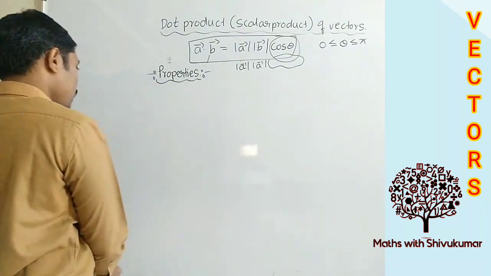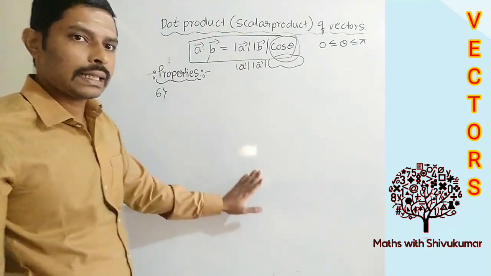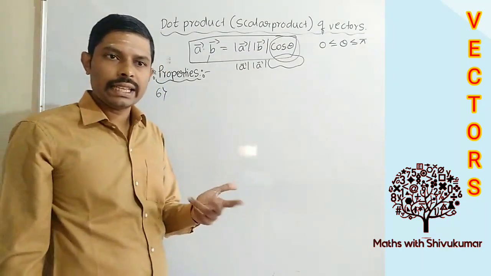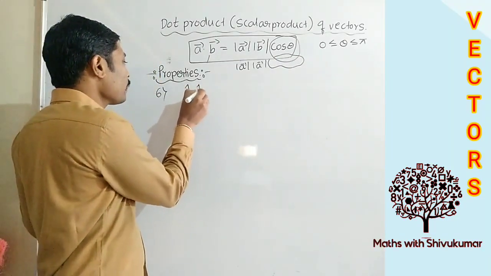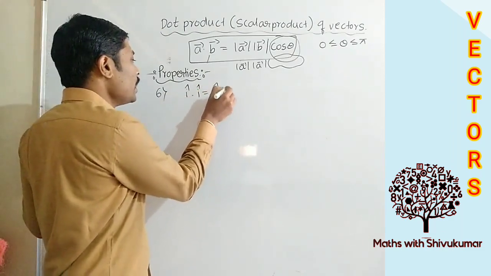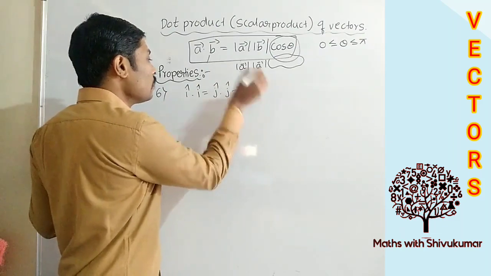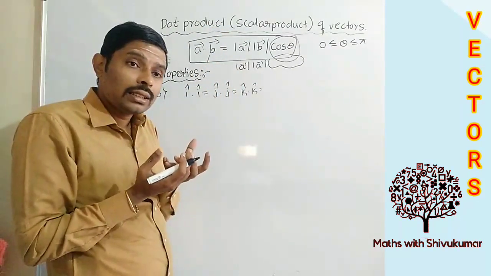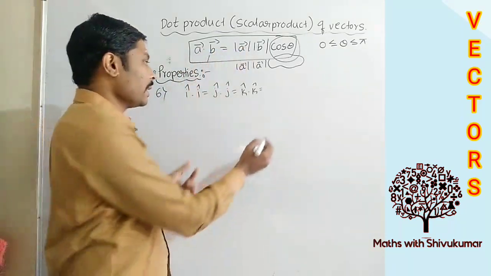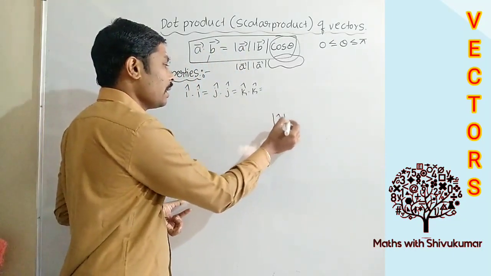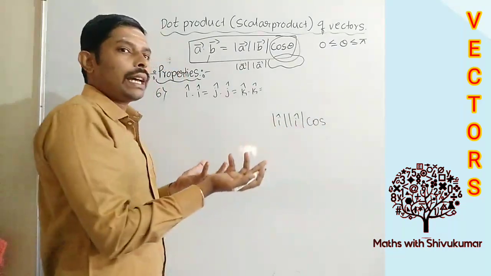Next, sixth one. The mutually perpendicular vectors i, j, k, these are the vectors. So we have i dot i is equal to j dot j is equal to k dot k is equal to what? i dot i. Substitute here. What will you get? Magnitude of i, magnitude of i, cos of, what is the angle between i and i?